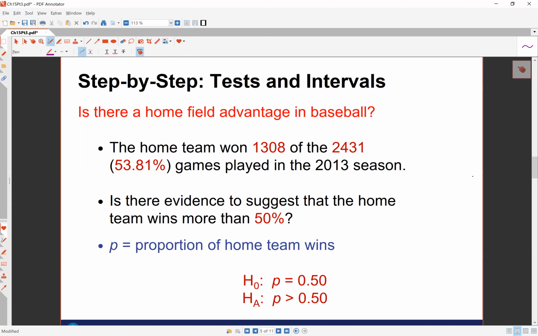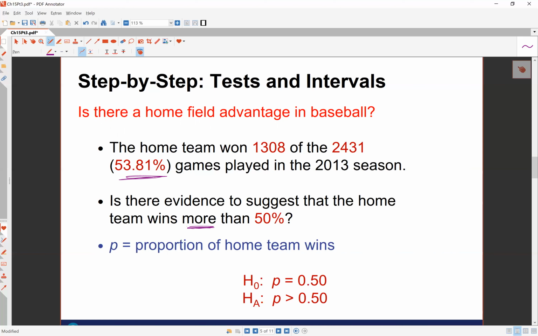So the data we're looking at is from baseball, and we want to determine whether the data are consistent with there being a home field advantage for one of the teams. So the home team in this instance won 1,308 of 2,431 games. That means the home team won close to 54% of the games played in the 2013 season. So is there evidence to suggest that the home team wins more than 50% of the games?